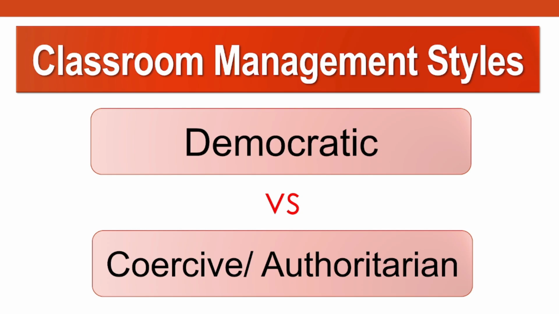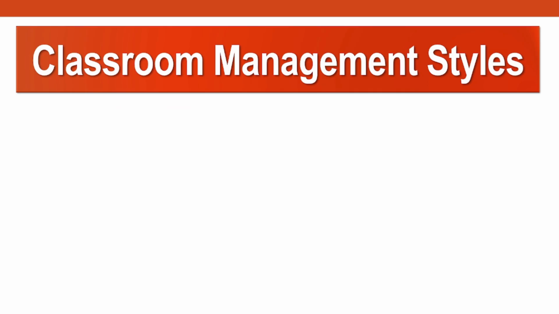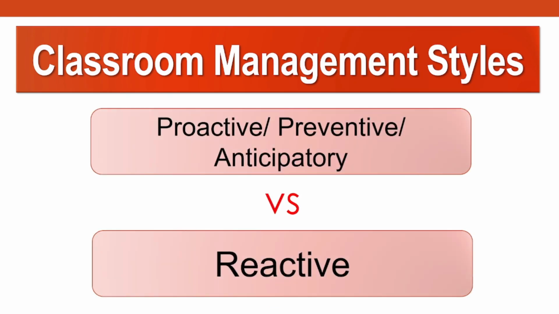In contrast, a coercive/authoritarian style is more about maintaining control through strict rules and consequences. While this approach can be effective in maintaining order, it can also lead to compliance out of fear rather than understanding. For example, a teacher who imposes strict rules without student input might maintain order, but it could create a tense atmosphere. The choice between these styles depends on the context, but a democratic approach generally encourages a more positive and collaborative classroom environment.